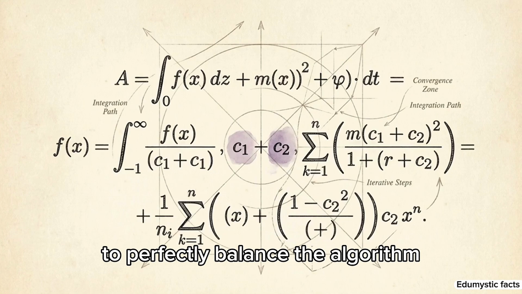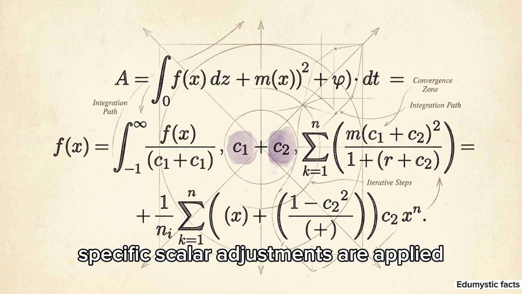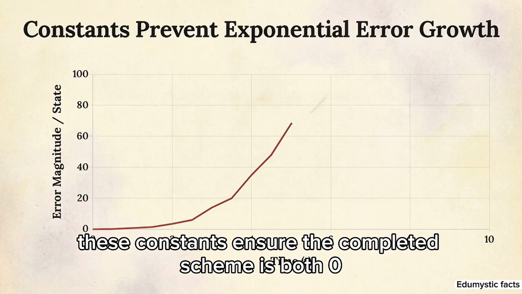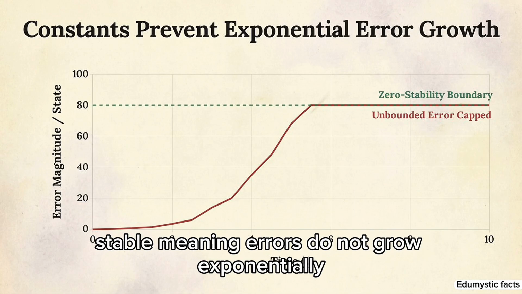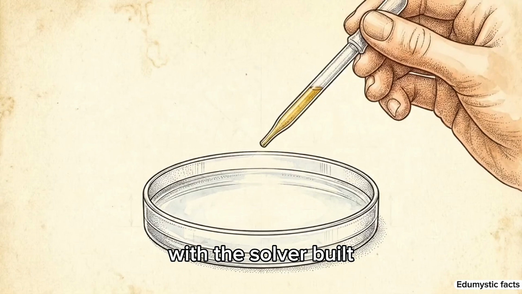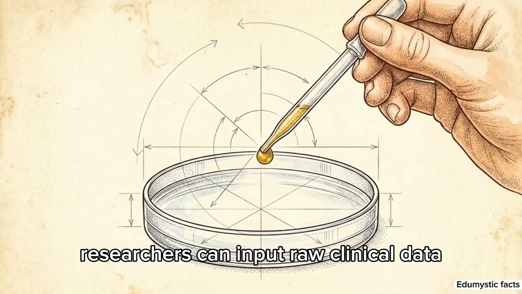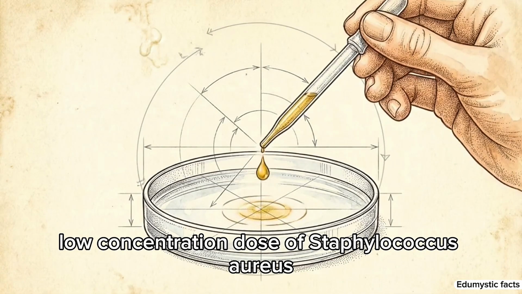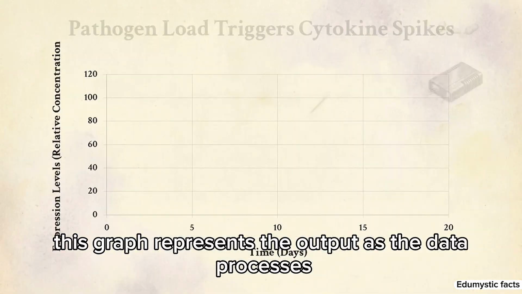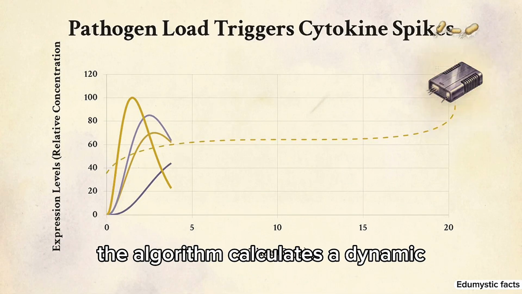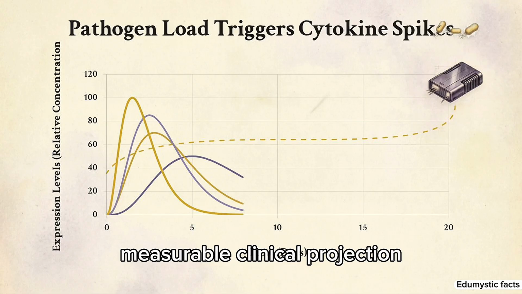To perfectly balance the algorithm, specific scalar adjustments are applied during the derivation, setting C1 to 3/2 and C2 to 1/2. These constants ensure the completed scheme is both zero-stable, meaning errors do not grow exponentially, and second-order accurate. With the solver built, researchers can input raw clinical data, such as a localized, low-concentration dose of Staphylococcus aureus, directly into the model. This graph represents the output. As the data processes through the predictor-corrector scheme, the algorithm calculates a dynamic, measurable clinical projection.